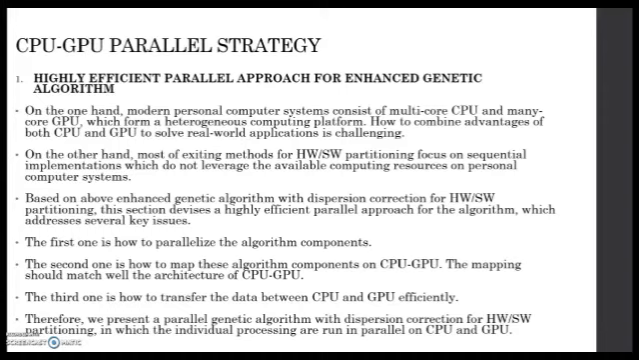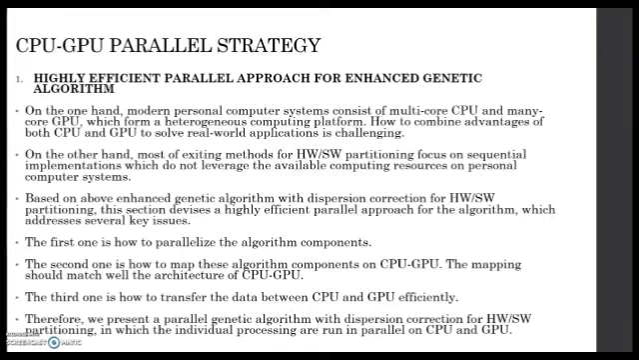So based on the above enhanced genetic algorithm with dispersion correction of hardware software partitioning, the section devises a highly efficient parallel approach for the algorithm which addresses several key issues. The first one is how to parallelize the algorithm components. The second one is how to map these algorithm components on CPU GPU. The mapping should match well the architecture of the CPU GPU. The third one is how to transfer data between CPU and GPU efficiently.